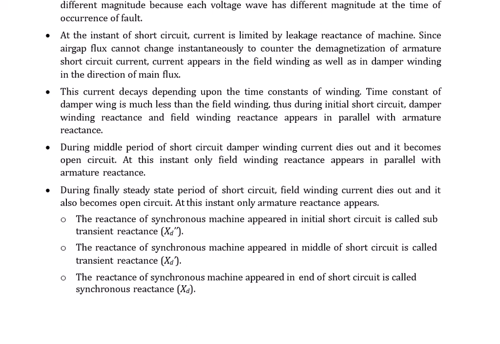Denoted by X double dash. The reactance of the synchronous machine that appears in the middle of the short circuit is called the transient reactance, denoted by X dash. And the reactance of the synchronous machine that appears at the end of the short circuit is called the synchronous reactance, or the steady state synchronous reactance.